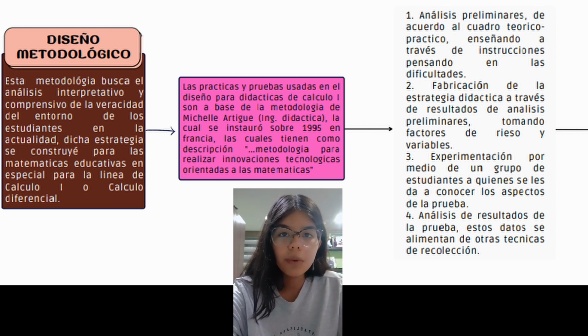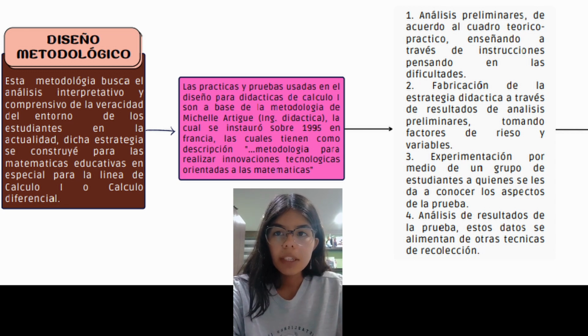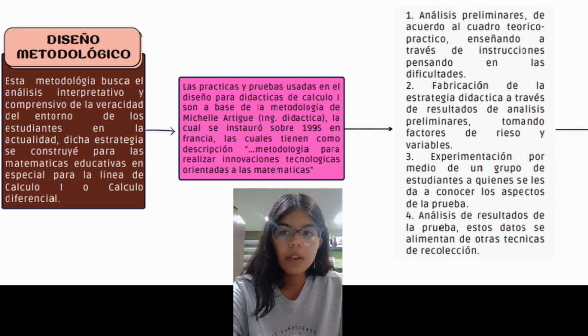This strategy is built for educational mathematics, especially for the line of differential calculus, under the methodology of Michele Artigue, which was established around 1995 in France, and which has as its description a methodology to carry out technological innovations oriented to mathematics, and is built under the following structure: 1. Preliminary analysis. 2. Design of the didactic strategy through the preliminary analysis results. 3. Experimentation through a group of students. 4. Analysis of the test results.